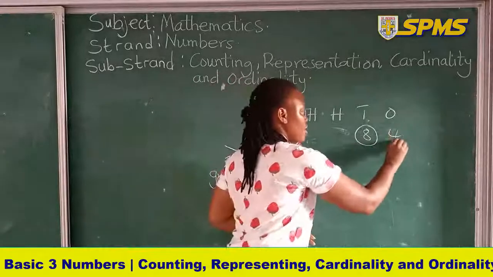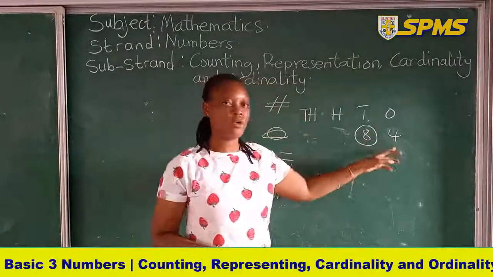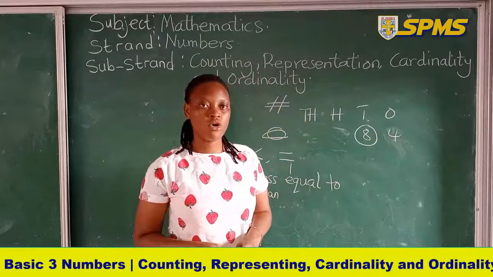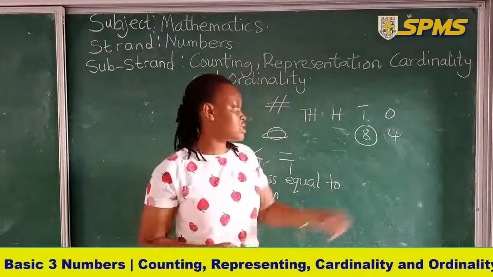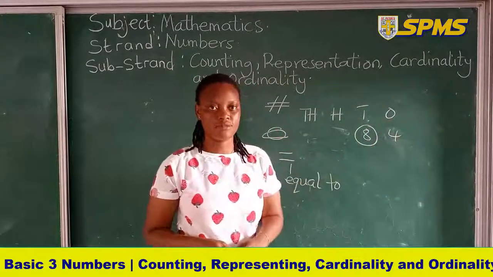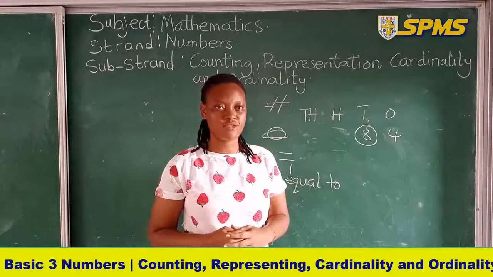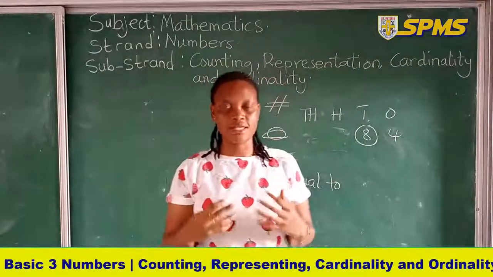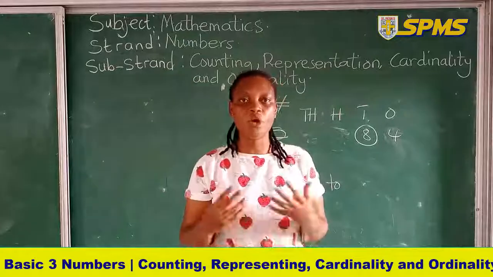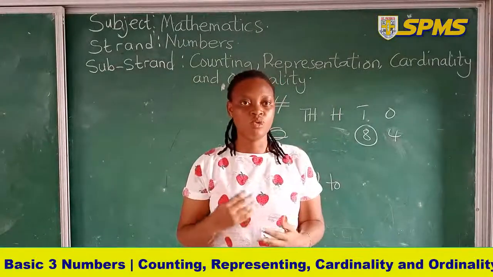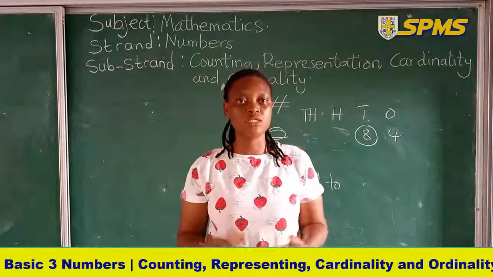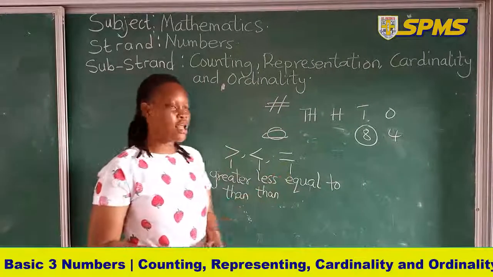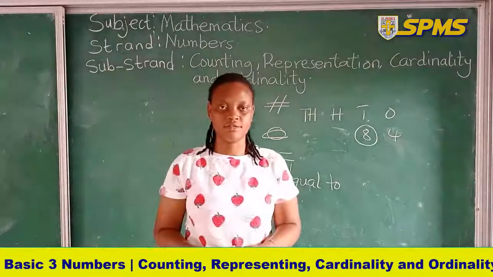And then if we have 4 here, the 4 is under the ones column. That is the place value for the 4. And the worth of the 4 is 4, because it is under ones. I hope you got that right. Good. Now let us move on to today's lesson. So today we are comparing, and then we will represent this comparison using symbols. That's the greater than, the less than, and the equal to sign.